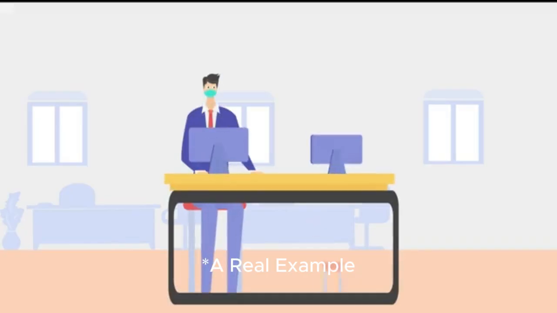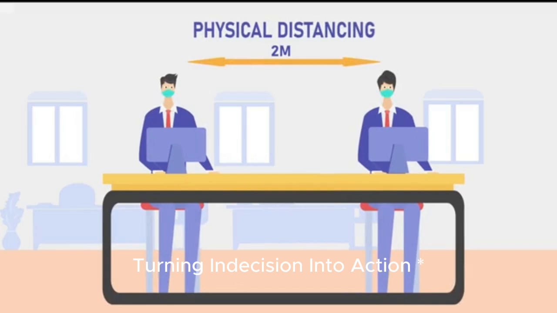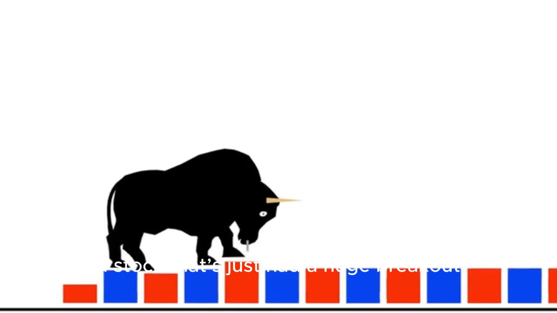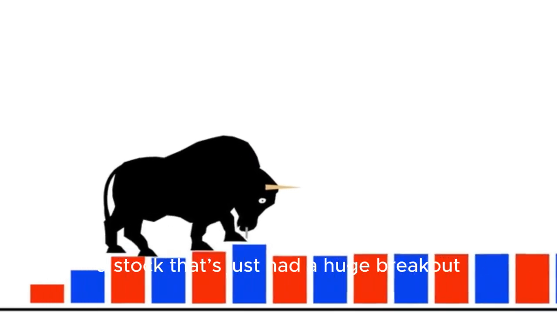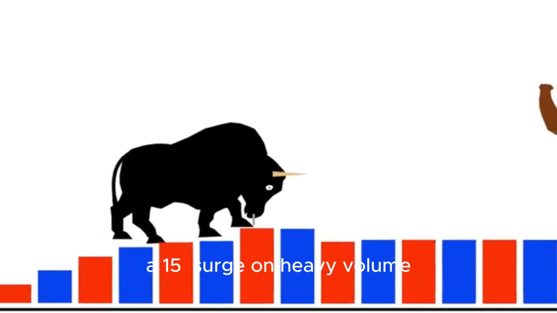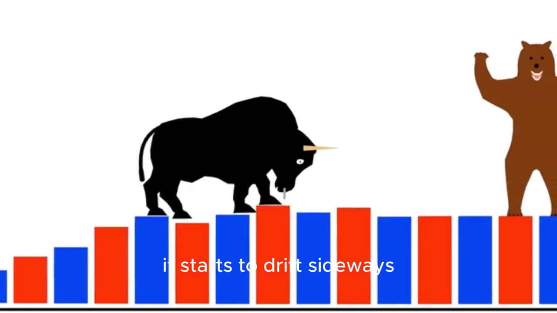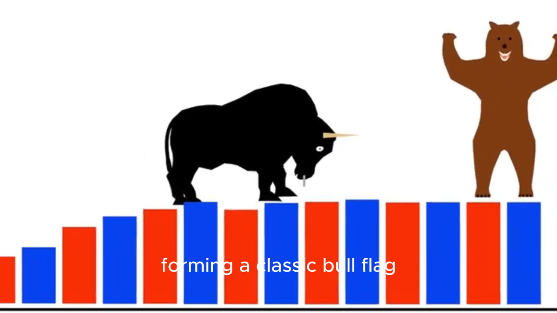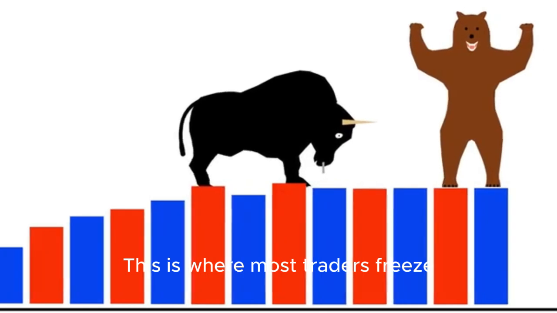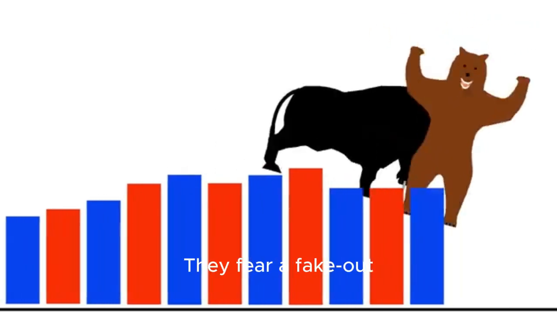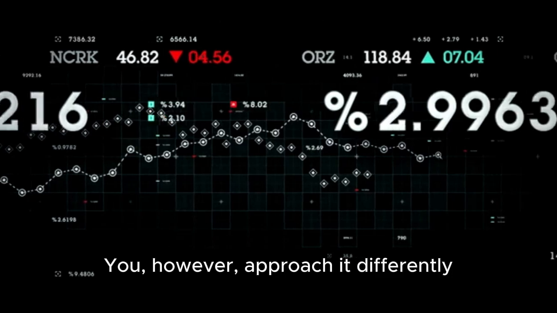A real example. Turning indecision into action. Let's bring this to life with a real-world scenario. Imagine a stock that's just had a huge breakout, a 15% surge on heavy volume. Over the next few days, it starts to drift sideways, forming a classic bull flag. This is where most traders freeze. They see the pattern but don't trust it. They fear a fake-out. You, however, approach it differently.